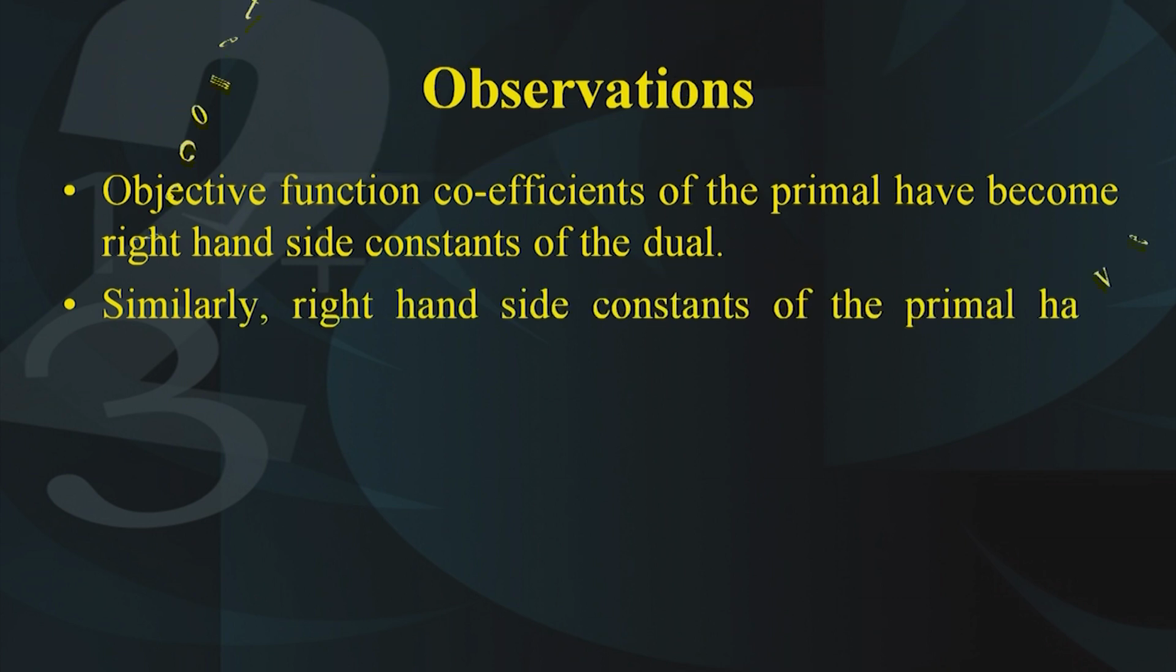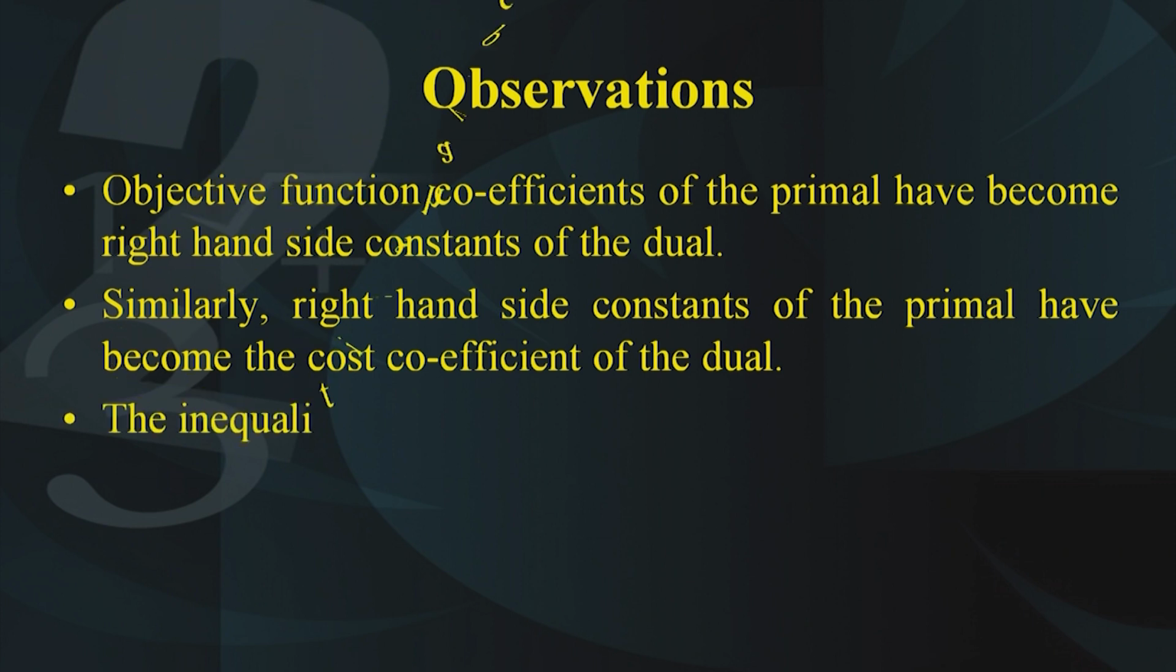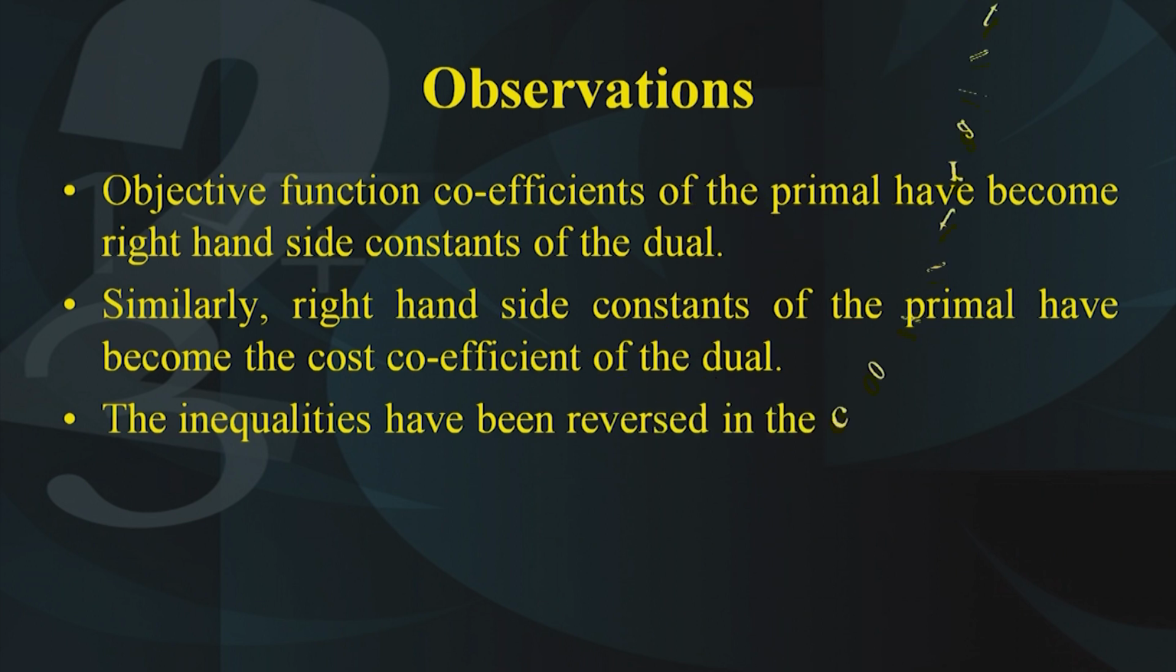Secondly, the right hand side of the primal has become the cost coefficients of the objective function. Next observation is that the inequalities have been reversed. That is, in the primal we had the less than or equal to inequalities, whereas in the dual the inequalities have been changed to greater than or equal to.